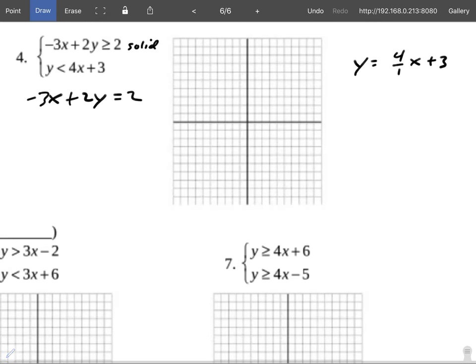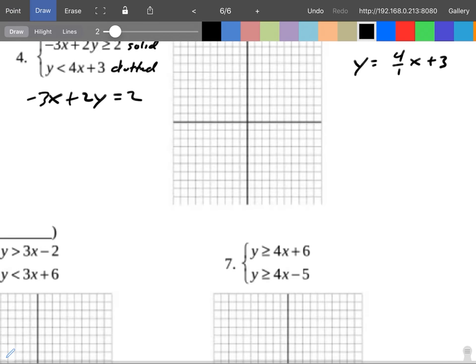So we're going to make a note here. This top one's solid. This bottom one is dotted. Because a lot of times I forget to do that. Well, the second line is in the form y equals mx plus b. That's your slope-intercept form. But the first line here, this is in standard form. And when you're in standard form, I like to use the intercepts to graph those. So I'm going to make this little table for you guys.